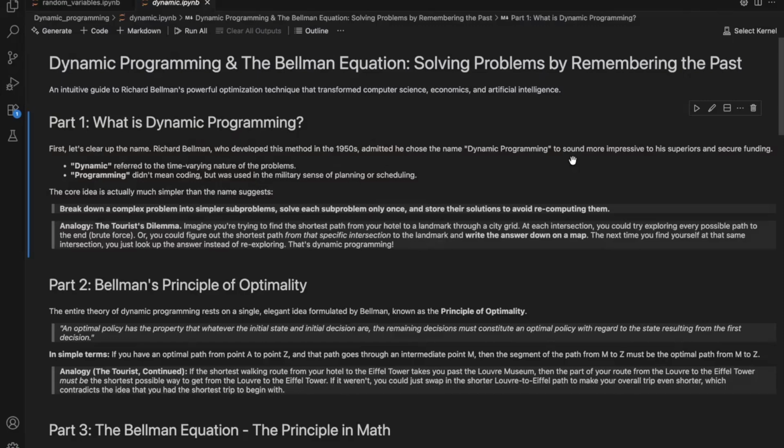Dynamic programming is a method for solving complex problems by following a simple mantra: break it down, solve each piece once, and remember the answer. That's it. You break down a big problem into smaller overlapping subproblems, solve each subproblem just once, and store its solution so you never have to solve it again.